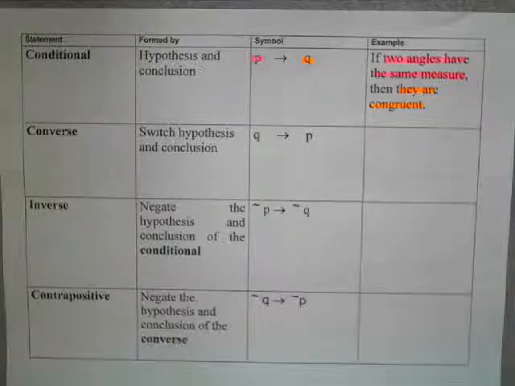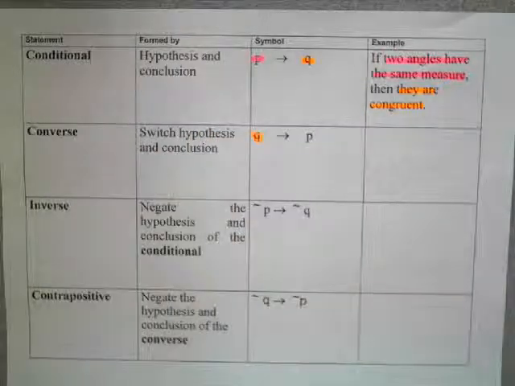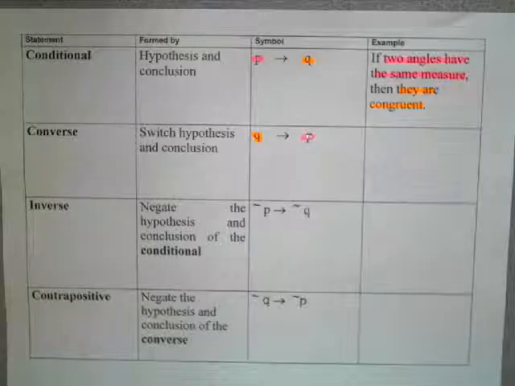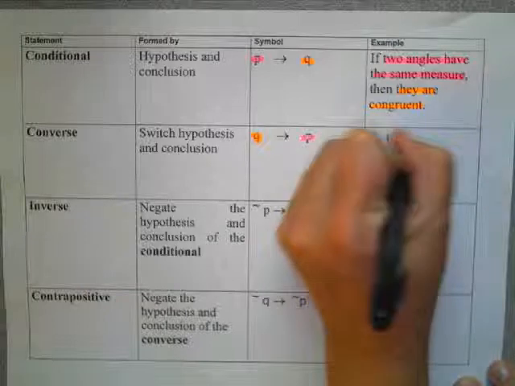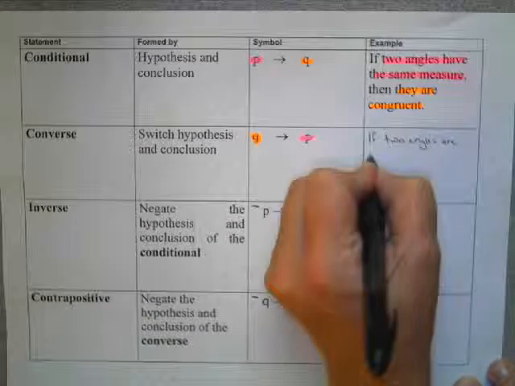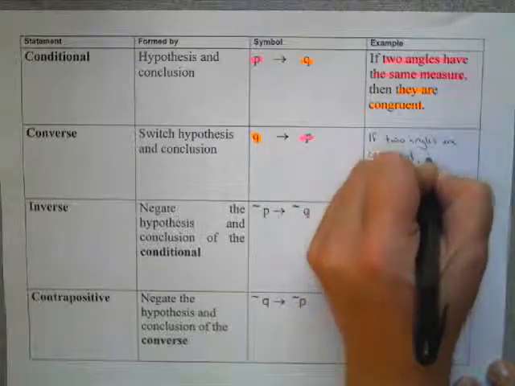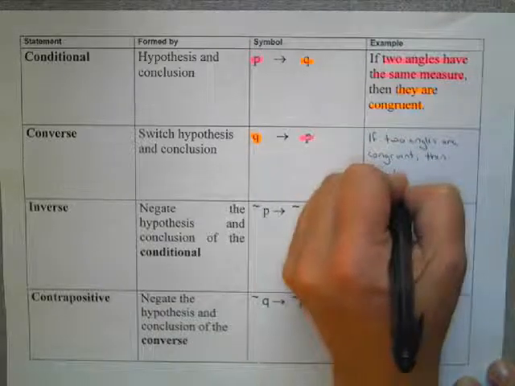So we switch the hypothesis and the conclusion. So now instead of the pink coming first, it'll be orange. So the conclusion will become like our new hypothesis, and then we'll follow it up. So we're switching. So now this would read, if two angles are congruent, then they have the same measure.